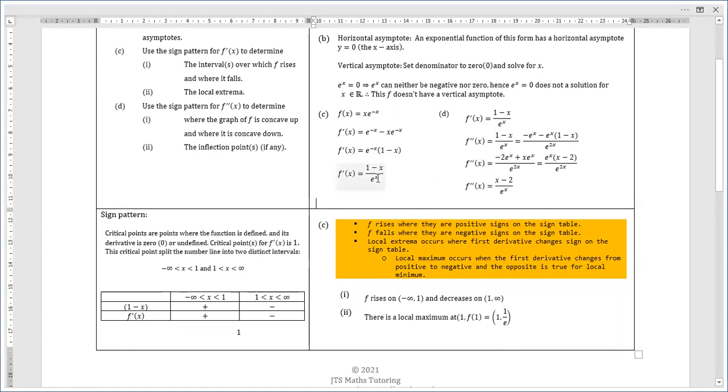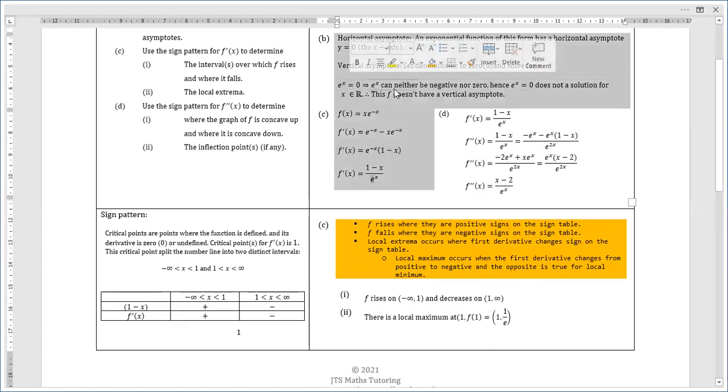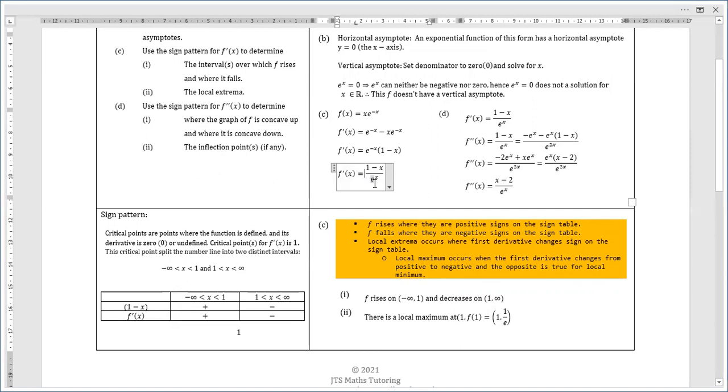Looking at this function here, I can see that the only critical point I'm going to have is 1, because if I plug in 1 here, I'm going to get 1 minus 1, which is 0. So 0 over 1 is going to give me 0. Cool. Because remember, from what we deduced in B, e to the power x can be neither negative nor 0, so it's always going to be positive. So the critical point for the first derivative of f is 1.